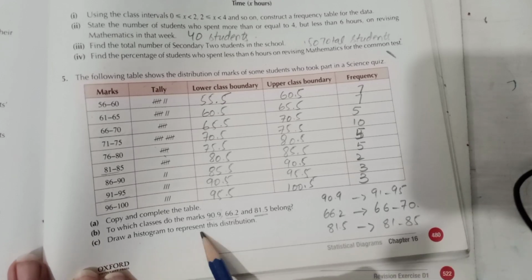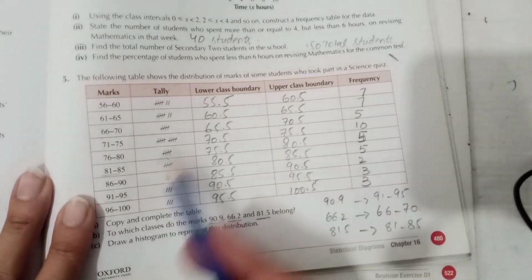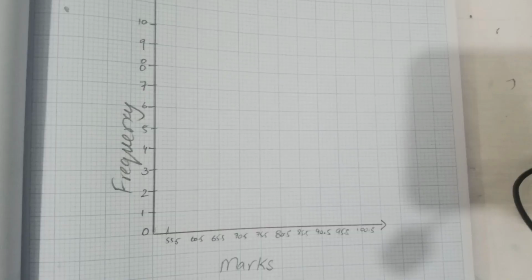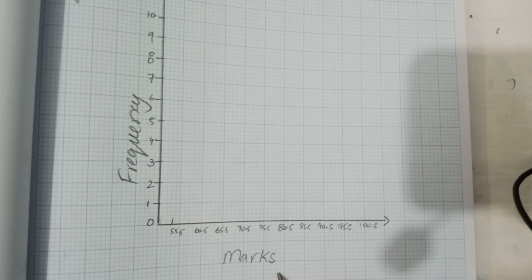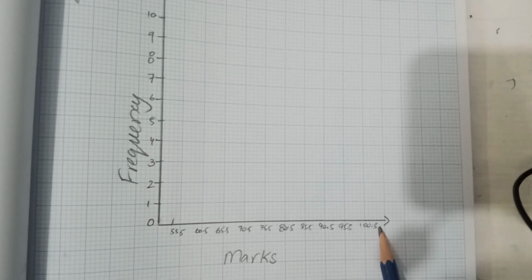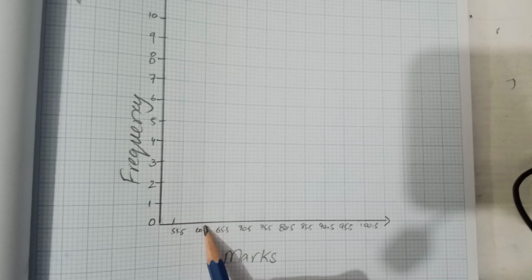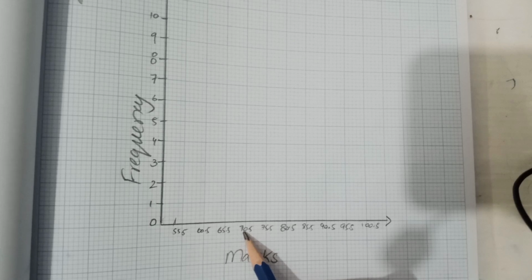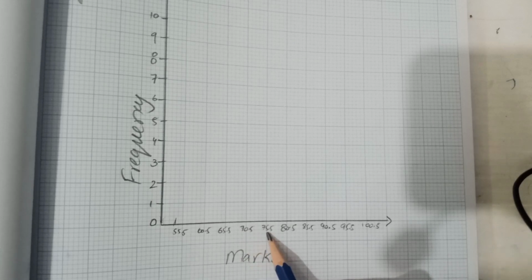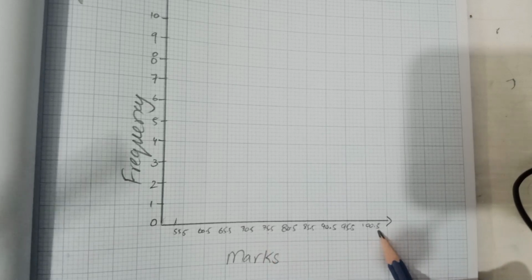Part C: draw a histogram to represent the distribution. Now we have to draw the histogram of this provided data. Now students, that is a graph paper in which I take the marks on the x-axis and frequency on the y-axis. That is my class interval, which starts from 55.5 to 60.5, and then 65.5, 70.5, 75.5, and it ends at 100.5. Now I will draw the histogram.